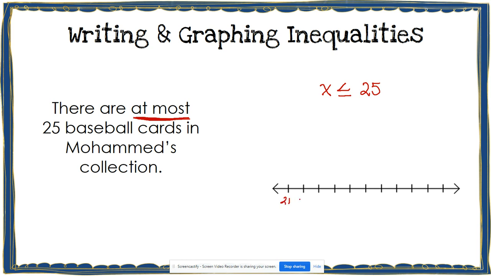So I'm going to put this on my number line. I'm going to circle 25. I know that this can equal 25, so I'm going to put a closed circle for 25 to show that Muhammad could have exactly 25 baseball cards. And then because that's the most number he has, that means that all of the other numbers he could have are less than that, so I am going to shade to the left on my number line.